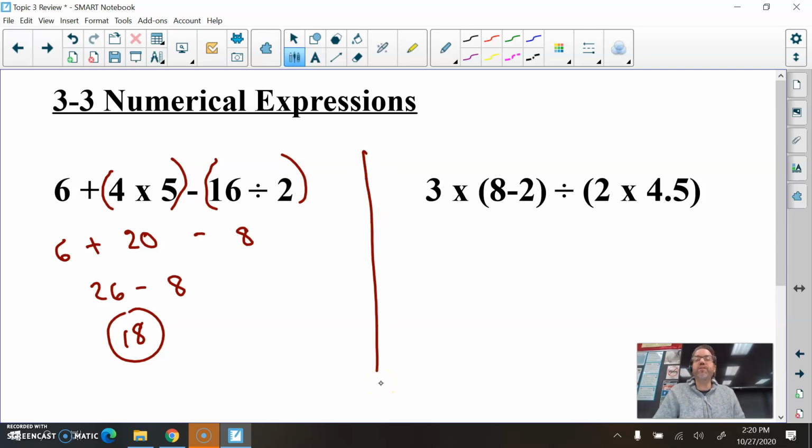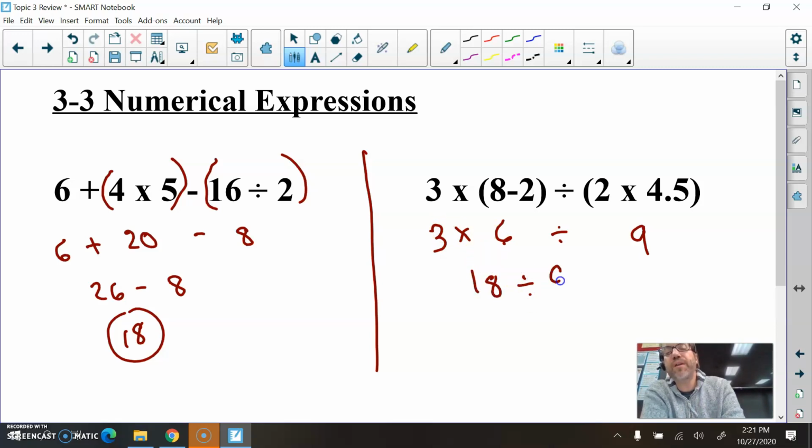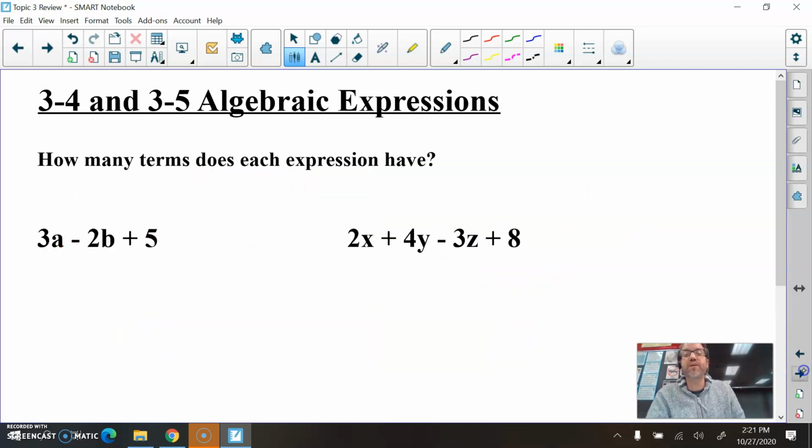Look at this example here. Now parentheses, I need to do those before I do anything else. 8 minus 2 is 6. 2 times 4.5 is 9. So I have 3 times 6 divided by 9. And then I just do the multiplying and dividing in the order they appear from left to right. 3 times 6 is 18. 18 divided by 9 is 2. There it is. So those are pretty easy to do. Just follow your order of operations. You can always go back and review this, do this video again if you aren't sure how to do anything.